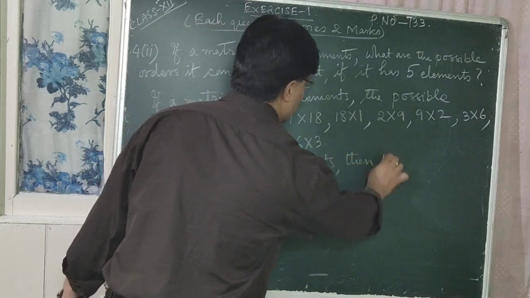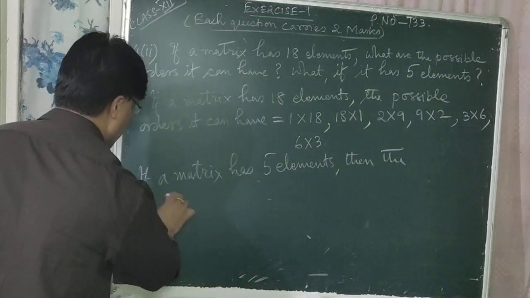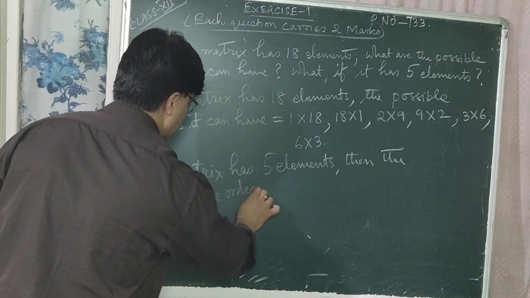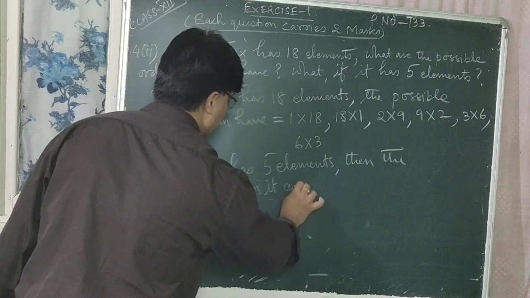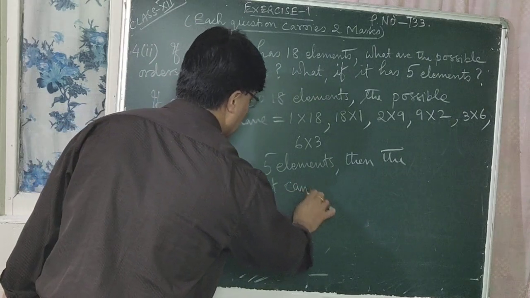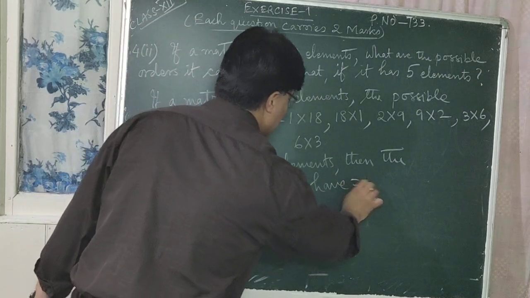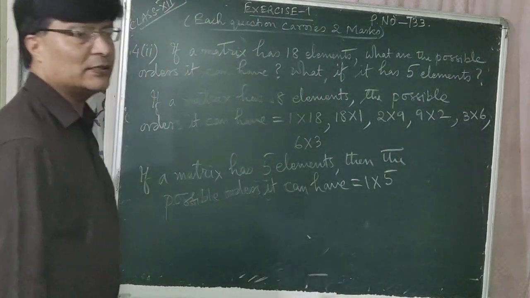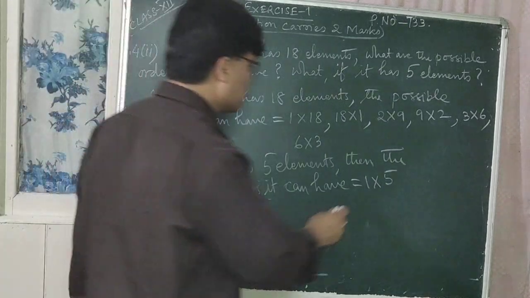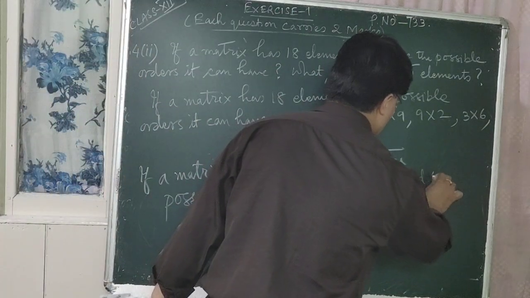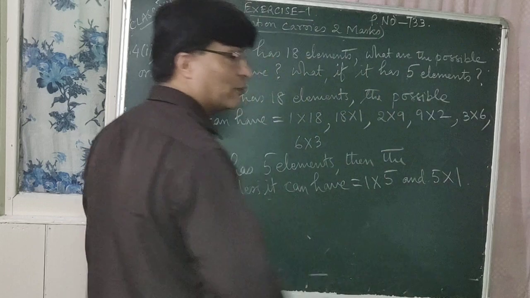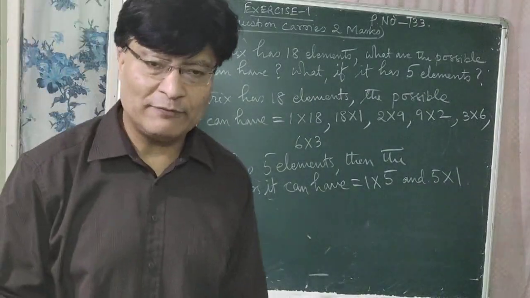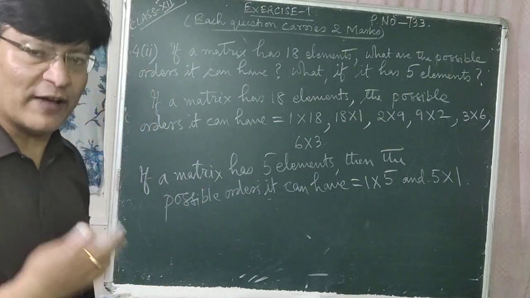Then the possible orders it can have is equal to, what is it? It is 1 into 5. That is 1 row and 5 columns, and 5 cross 1, that means 5 rows and 1 column. So these are the possible orders that it can have when the matrix has 5 elements.